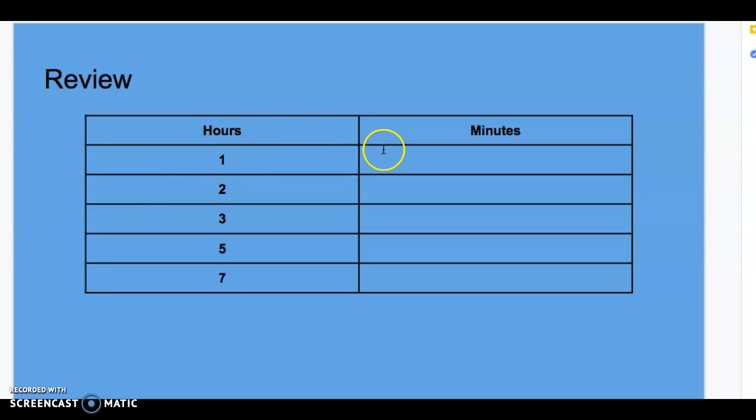1 hour is how many minutes? 2 hours is how many minutes? 3 hours to minutes, 5 hours to minutes, and 7 hours to minutes. When you're ready, press play.